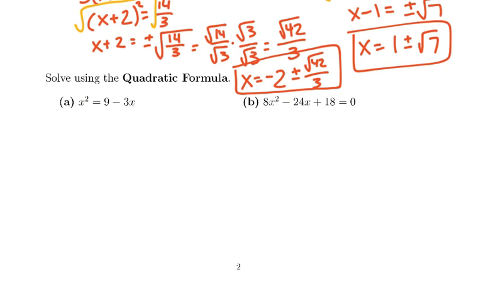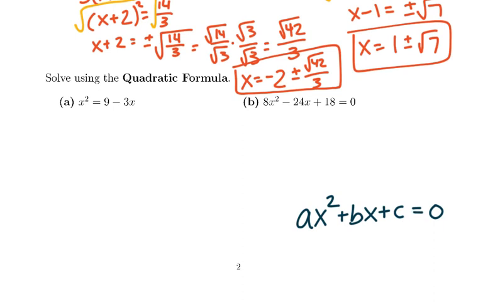Another strategy that works 100% of the time is the quadratic formula. In order to use the quadratic formula, you need to make sure your quadratic equation is in this form. To do that, you can identify your a, which is the coefficient of x squared, your b, which is your coefficient of x, and c, which is your constant.